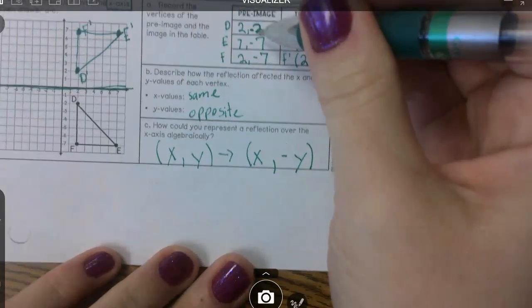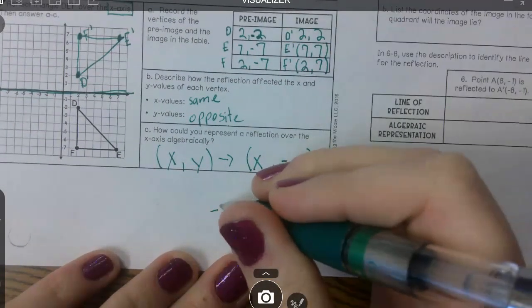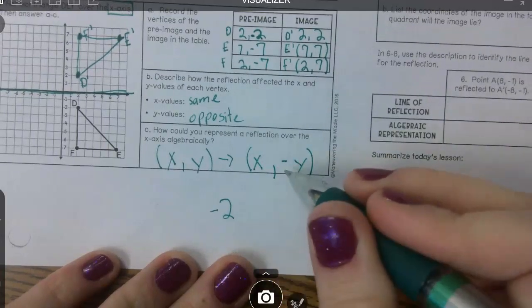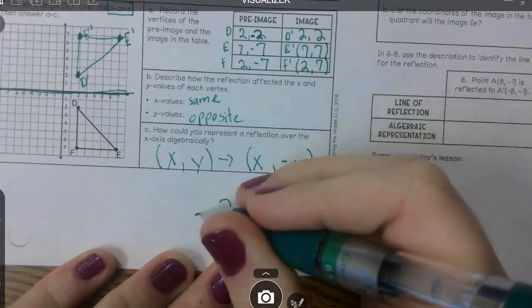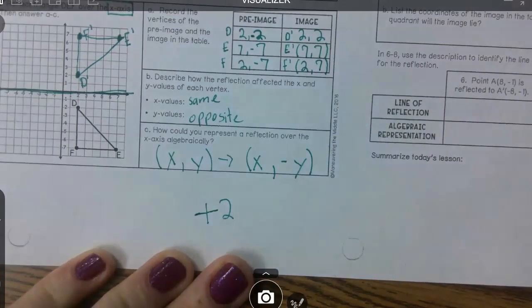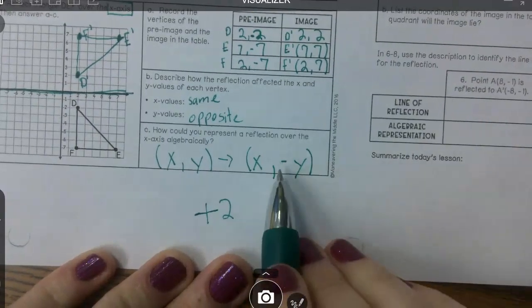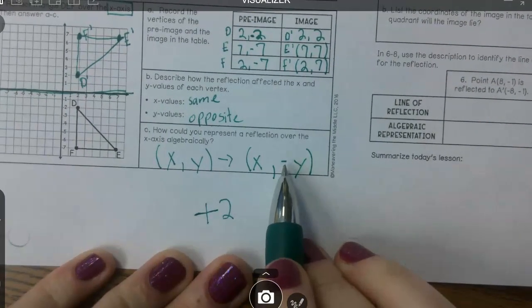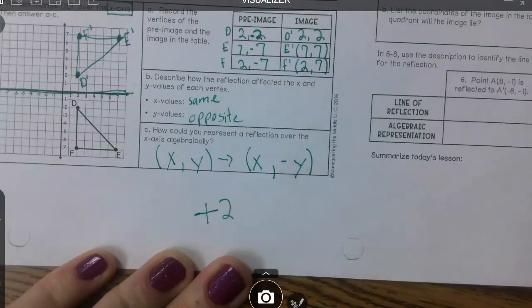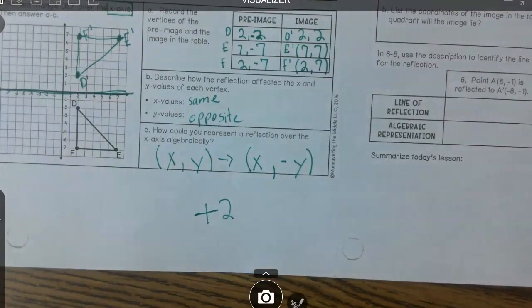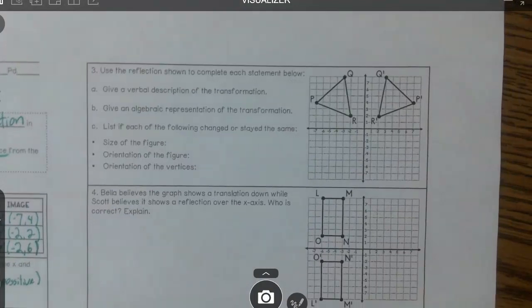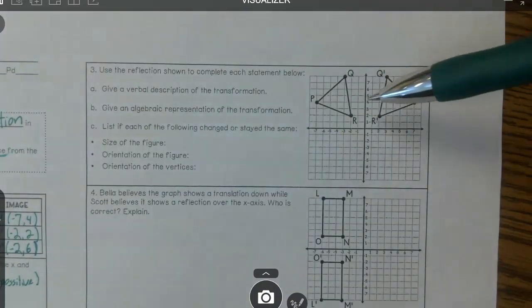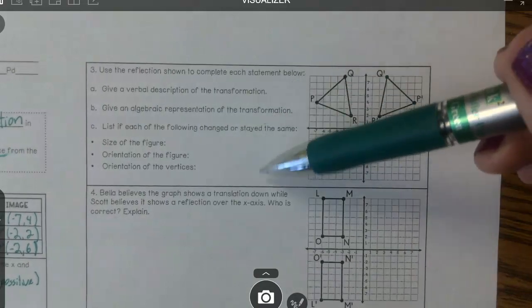Let's take our first example, negative 2. If I were to put a negative out in front of it, the two negatives would cancel together to become a positive. So we always show opposites with this negative sign right here. Whenever you see this, you know to do the opposite of what happened before. Okay, let's go ahead and keep going. Here, we are going to be using this reflection, and we're going to be answering some statements.